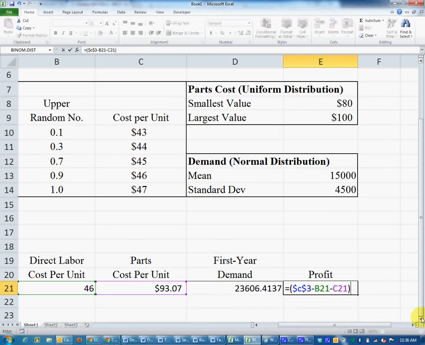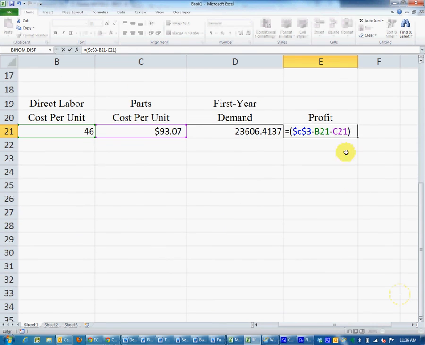Let me scroll up so you guys can see what I'm doing. And then we are going to multiply that by D21, which is going to be our demand per unit. So we got our total revenue times our total demand, and then we have to subtract our two fixed costs. So that's $C$4, minus $C$5. So once again, don't get distracted by there being two fixed costs. You just subtract two things instead of one.